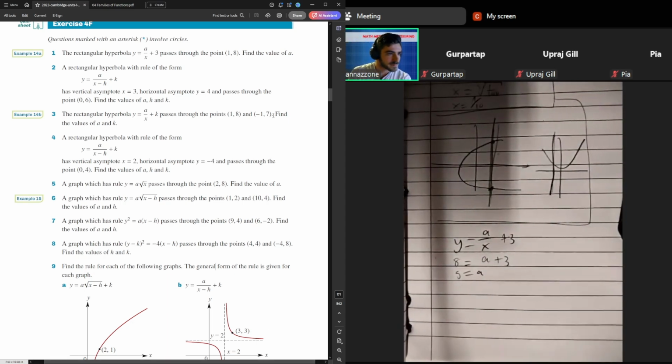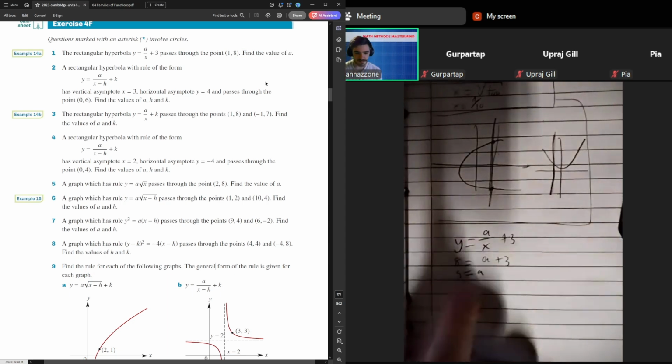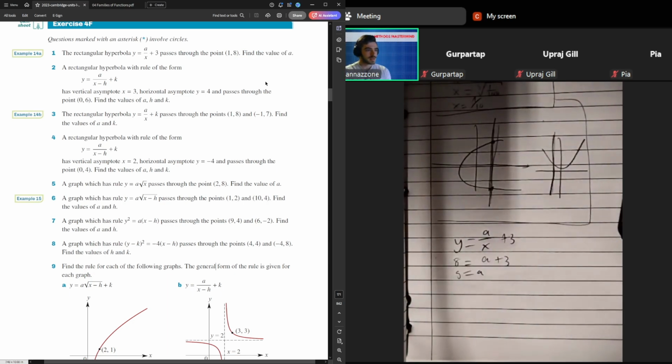Nice and easy. So sometimes they'll just ask you to find the value of a, in which case it's fine to leave that as your answer. If it says solve the function, then what you would finally give as your answer there would be y equals 5 over x plus 3. So a bit of a nuance there depending on what's being actually asked.